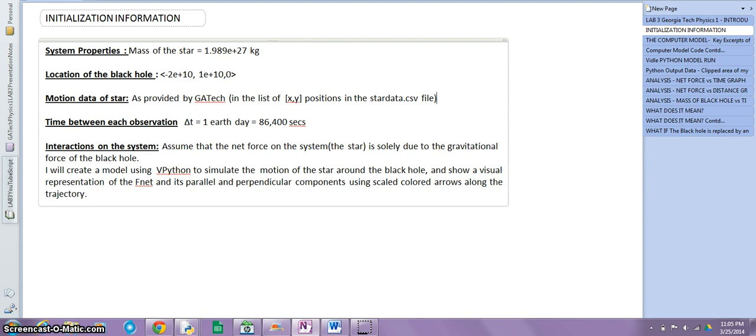I'll create a model using VPython to simulate the motion of the star around the black hole and show a visual representation of the net force and its parallel and perpendicular components using scaled colored arrows along the trajectory.